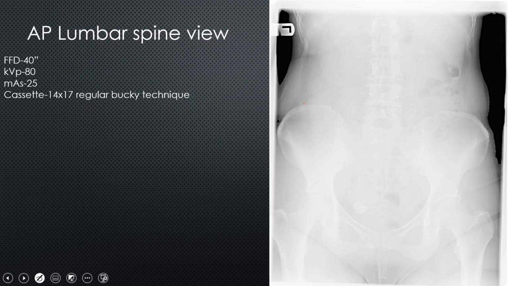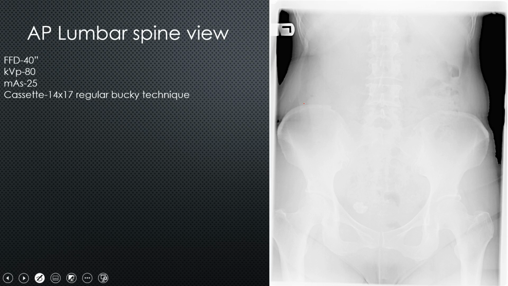So here we have an example of an AP lumbar spine view. The FFD, or focal film distance, was taken with the X-ray tube at 40 inches from the image receptor or from the cassette. KVP was 80, and that's a fixed KVP. The MAS, after all the factoring, was 25, and the cassette that they used was a 14 by 17 inch regular cassette using a Bucky technique. So they used a grid.